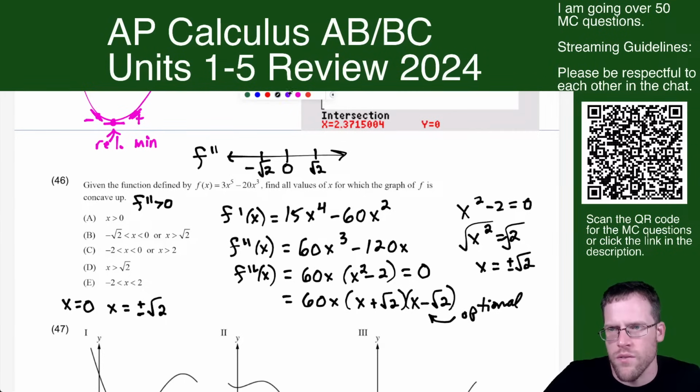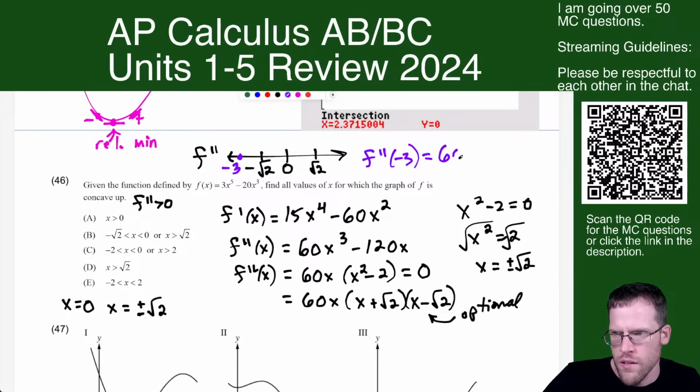So now we plug in test values. Let's say I plug in -3. If you do this math in your head or write it on the side, f double prime of -3 equals, if I plug it into this factored form, 60 times -3. I'm usually doing this math in my head, is negative. And then I have -3 in parentheses squared minus 2. And that's going to give us 9 minus 2, which is positive. So I have a negative times a positive, which is negative.